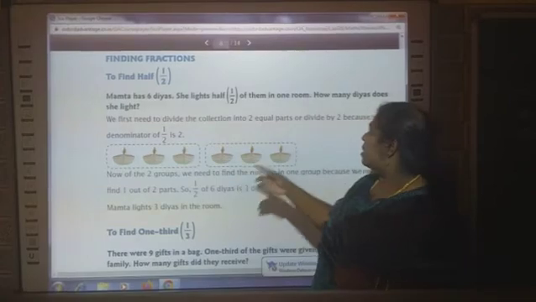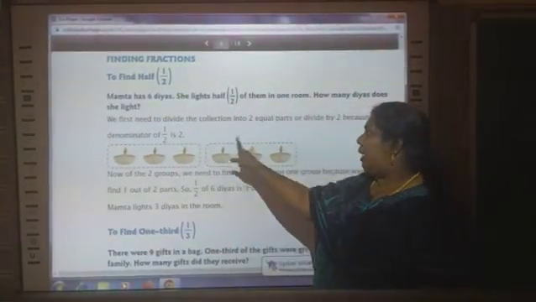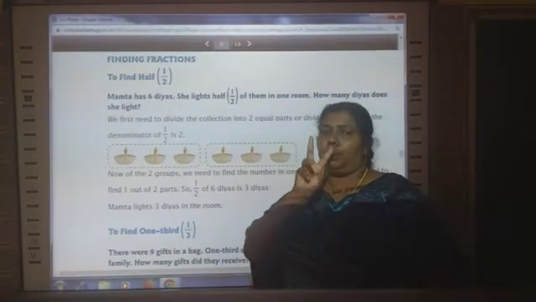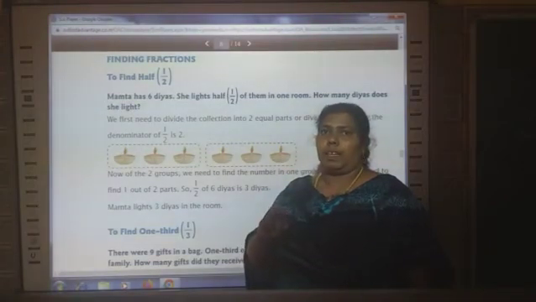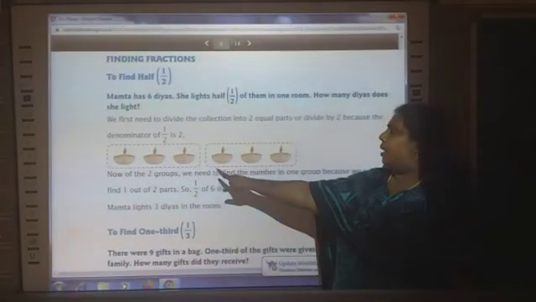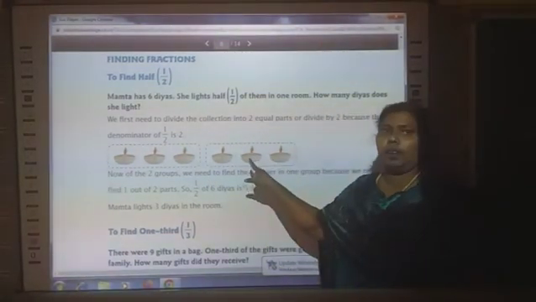3, right? So here the first thing we have to do is divide the collection into half, which means we have to divide it into 2 equal parts. Each group should be equal. Understand? You have to divide it into 2. Half means, right? Then here you can get it. See, this is one group. This is another group. Understand?